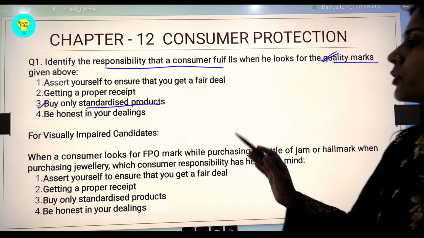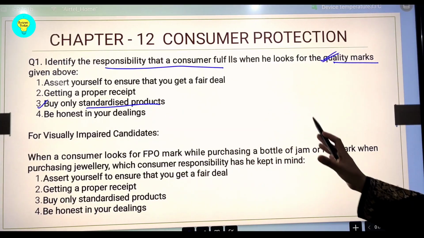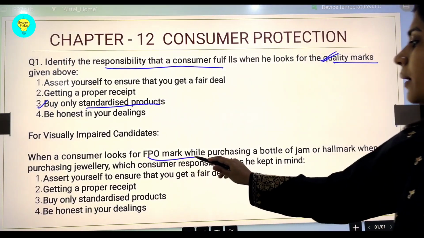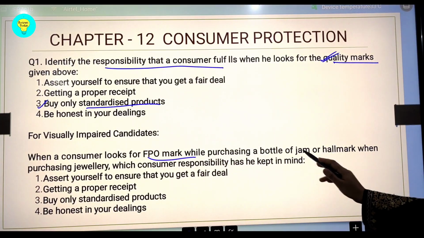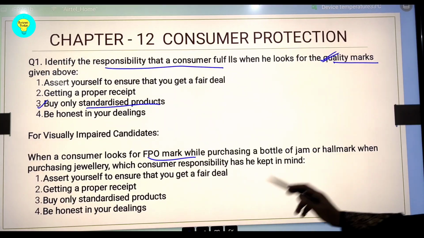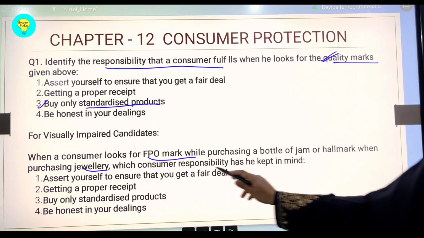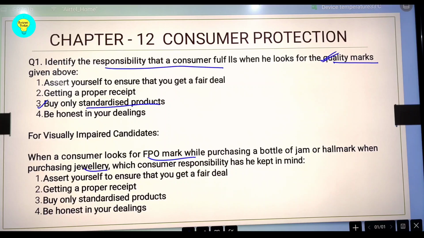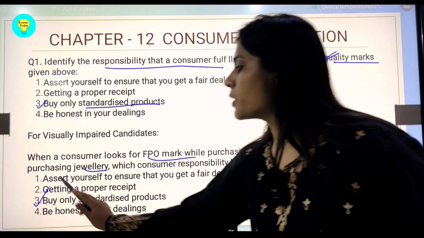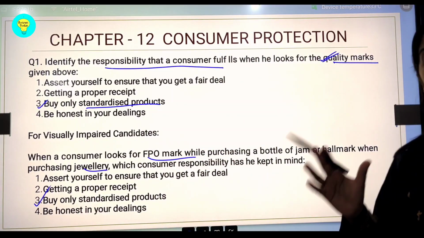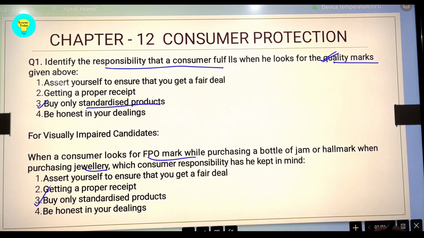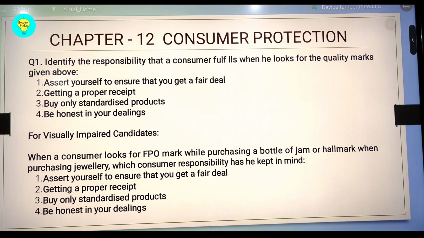Another question, this is for visually impaired candidates. There is a picture given for FPO mark while purchasing a bottle of jam, or hallmark while purchasing jewelry. So which consumer responsibility has been kept in mind? Again, it is buying only standardized products, because once the consumer checks for the standardized marks, then definitely he is exercising his responsibility of buying the standardized goods.